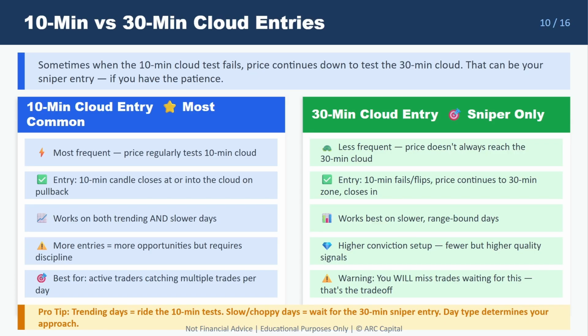Now, who is this best for? This is best for active traders that are catching multiple trades per day, right?